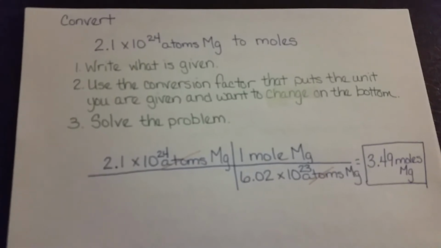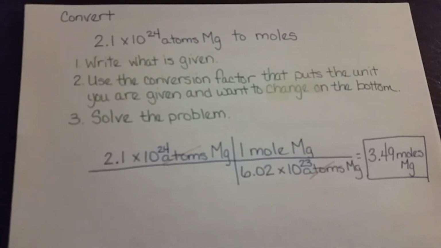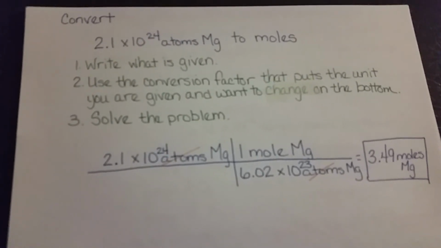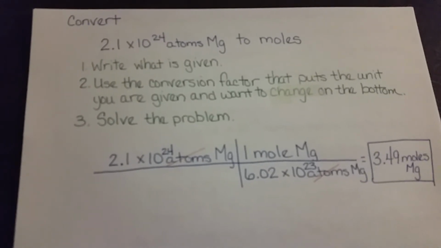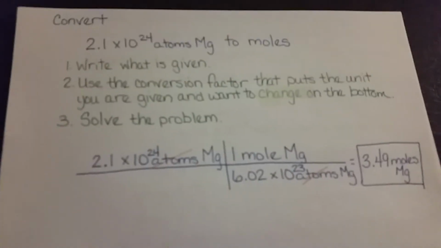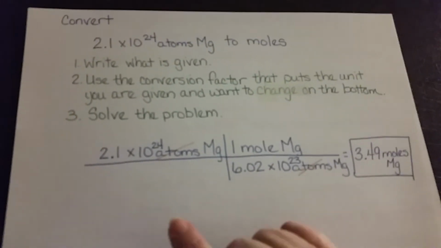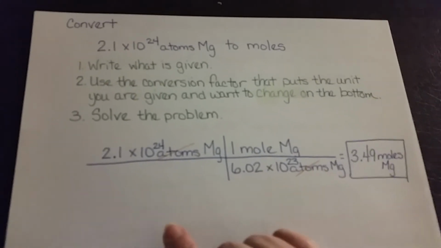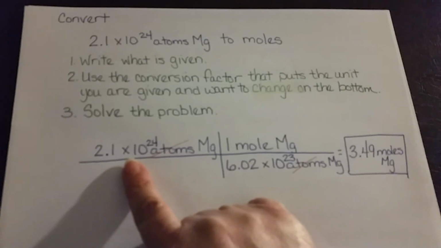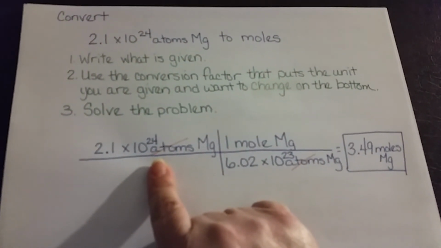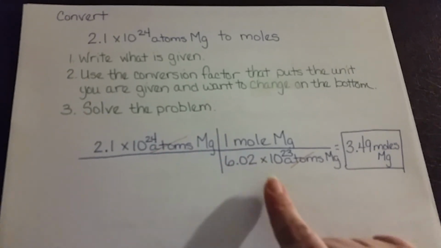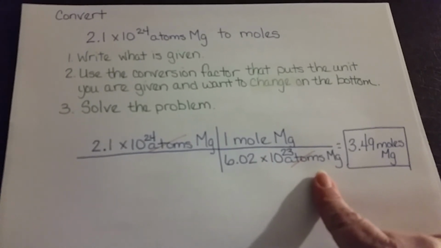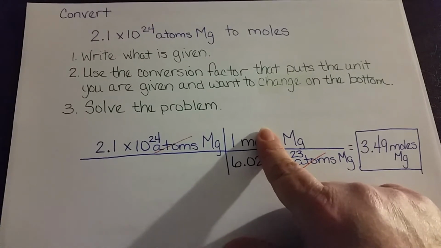If we're going the other way, this time we're going to convert 2.1 times 10 to the 24th atoms of magnesium. Remember, it can be atoms or molecules. It doesn't matter. And we're going to convert those atoms to moles. First, you write what you're given. You use the conversion factor that puts the unit that you're given and want to change on the bottom, and then you solve the problem. In this case, we were given 2.1 times 10 to the 24th atoms of magnesium, so I'm going to put Avogadro's number on the bottom. 6.02 times 10 to the 23rd atoms of magnesium is equal to 1 mole of magnesium.